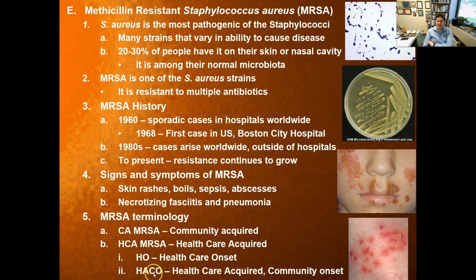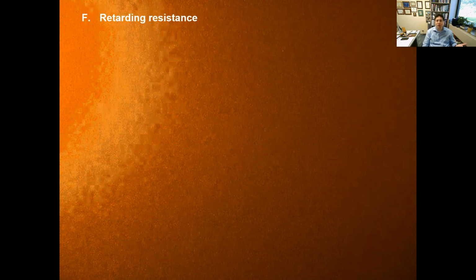Or it can be HACO, healthcare acquired. You picked it up in the hospital, but didn't start to get symptoms until you were back in the community. All right. So this is just one example here of resistance. Now, what can we do about resistance?